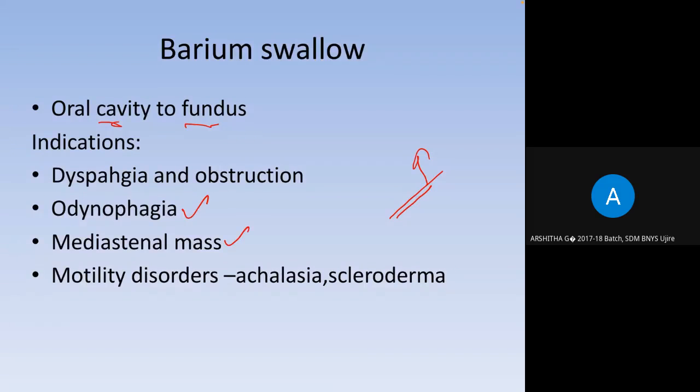Next is mediastinal mass. Mediastinal masses will press on the esophagus. So when you do a swallow, the mediastinal mass will push the esophagus to the other side, causing filling defects. Then there are motility disorders such as achalasia cardia and scleroderma, where the lower esophagus is non-motile, so the food is dumped in the lower esophagus and it forms a stomach-like structure, and there is difficulty in passing the food from esophagus to the stomach.